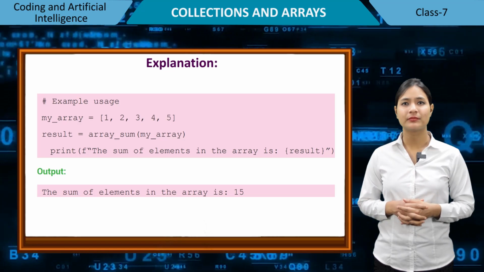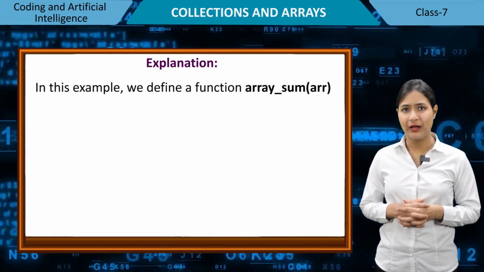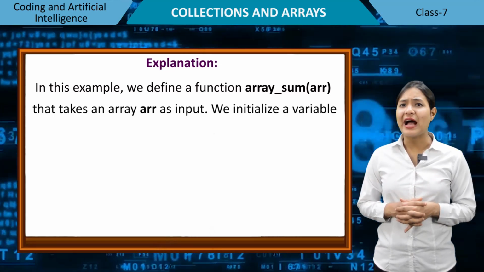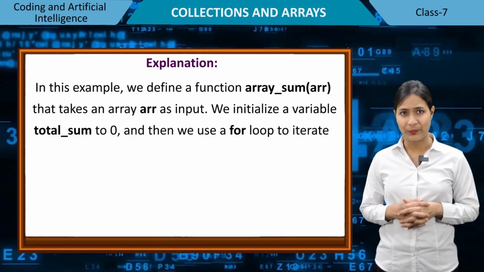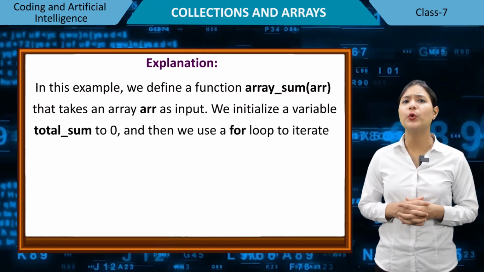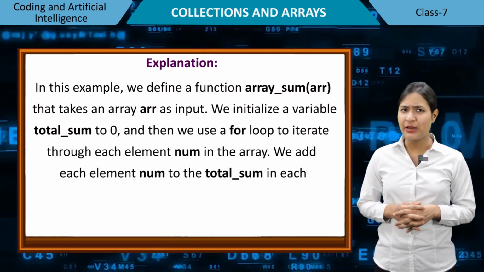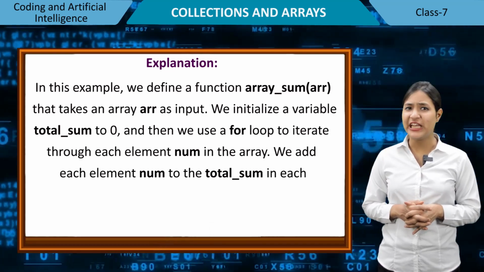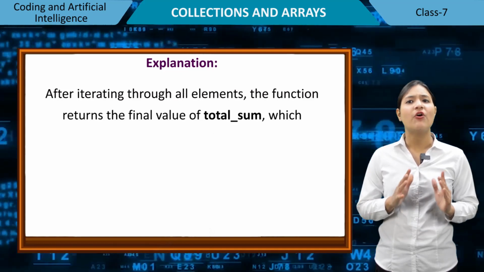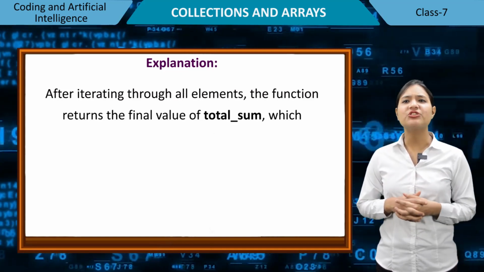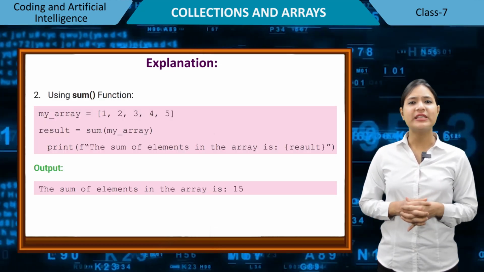Output. Explanation. In this example, we define a function arraysum(r) that takes an array r as input. We initialize a variable total_sum to 0 and then we use a for loop to iterate through each element num in the array. We add each element num to the total_sum in each iteration. After iterating through all elements, the function returns the final value of total_sum, which represents the sum of all elements in the array.